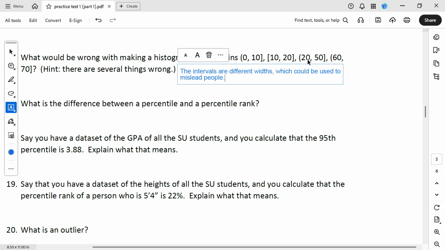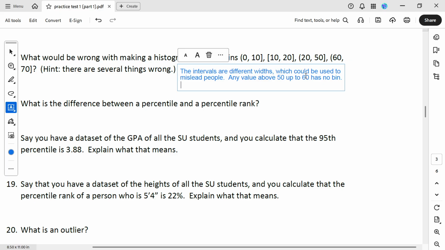Another thing that's wrong is there's a gap. If you had any value between 50 and 60, there's actually no interval that you can put it into, because this 20 to 50 and then 60 to 70, they just skip over those numbers. So any value from above 50 up to 60 has no bin. That's a huge problem. You just didn't put that column in your histogram.